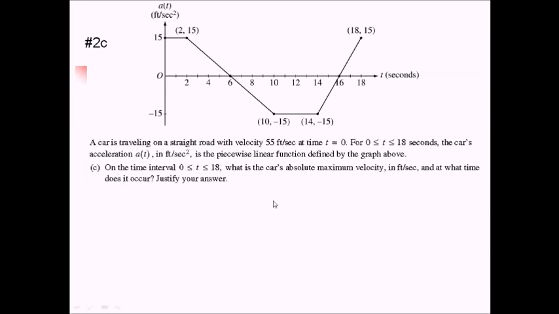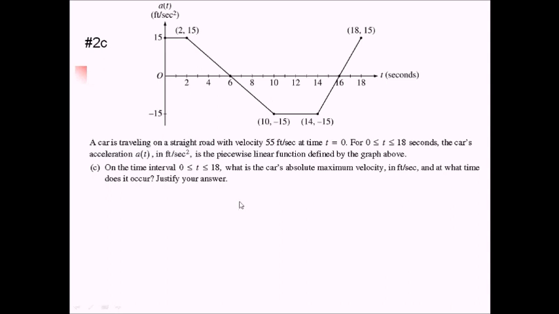On this problem, we want our car's absolute maximum velocity on the interval from 0 to 18, and a justification. Since we have a closed interval, we're going to use the candidates test on this one. We're just going to test the endpoints and critical values to see which one gives us the biggest velocity. And we don't have to test all the critical values, just the ones that are local maxes.